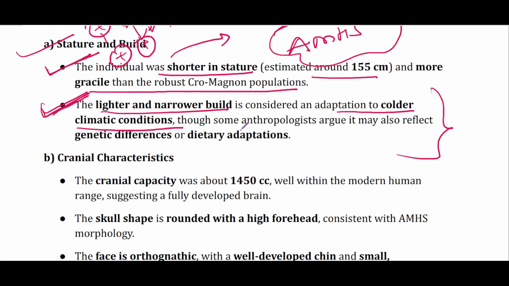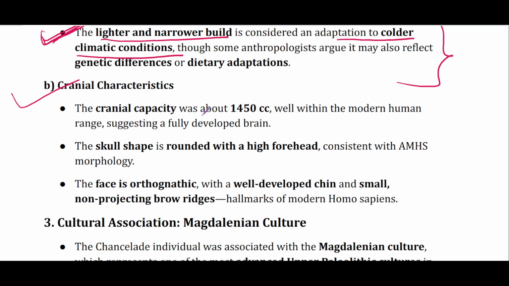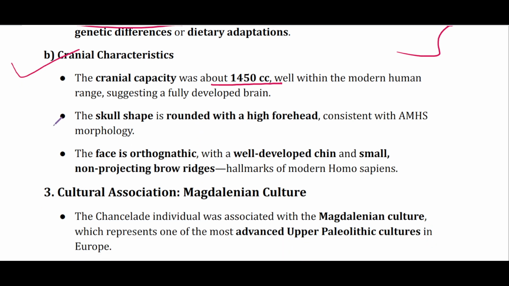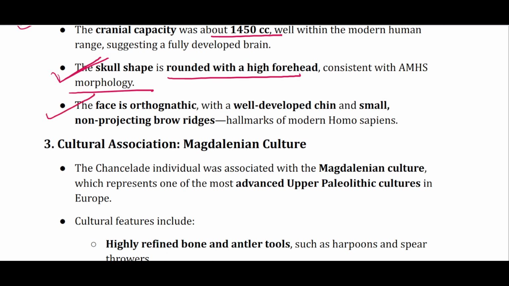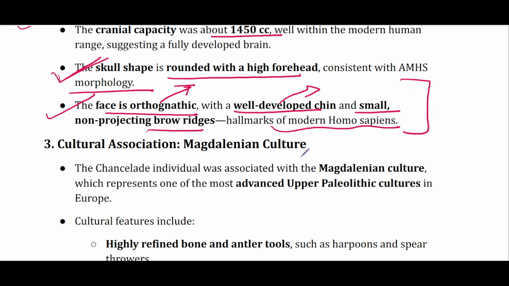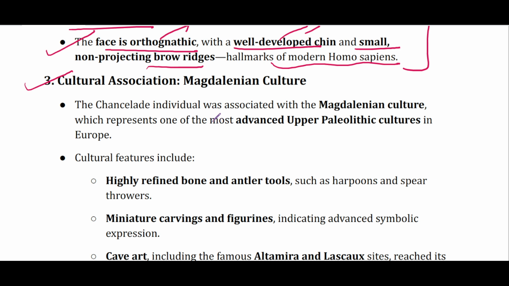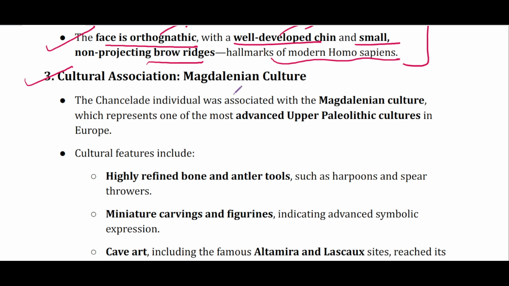moved out of Africa. With cranial capacity, it is around 1450 cc. The skull shape rounded with high forehead, again consistent with AMHS morphology. Then face orthognathic, means no protrusion of jaw, no sticking out, a well-developed chin, hallmark of AMHS, and small brow ridges. All of these are hallmark of modern Homo sapiens. With cultural association, so here they are associated with Magdalenian culture.